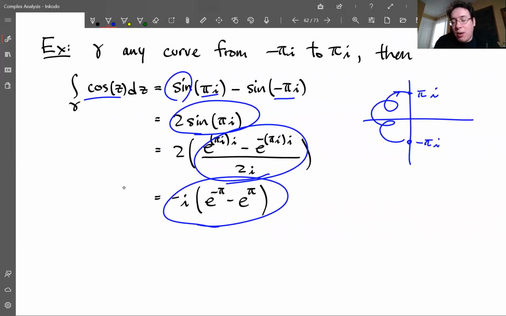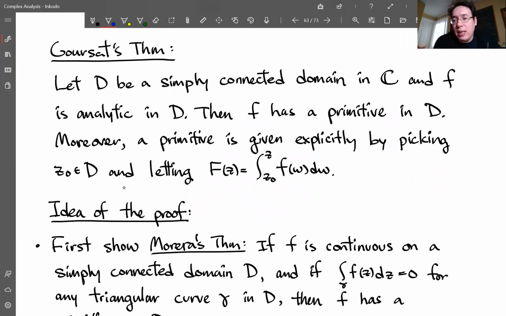Okay, all right, so we have to come back and try to answer the question, when can we get a primitive? Okay, that's going to be answered by a very important theorem called Goursat's theorem. So I want to introduce you to Goursat's theorem. I can't prove it in this video, but we'll definitely come back and prove this next week.